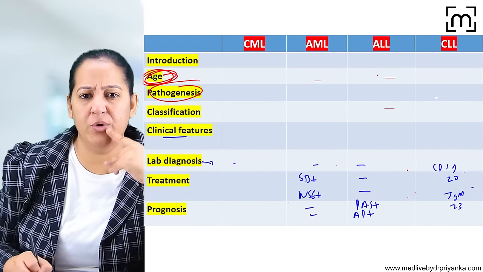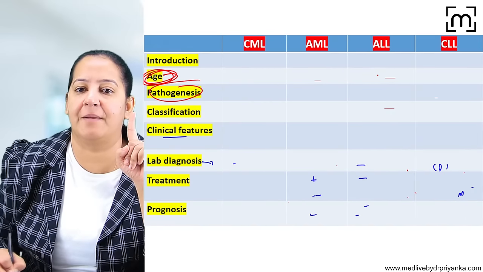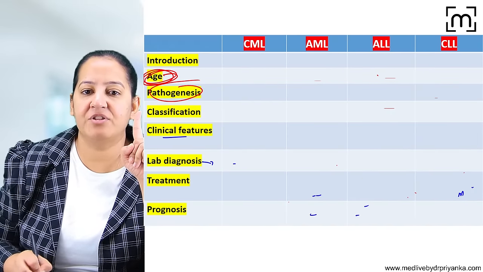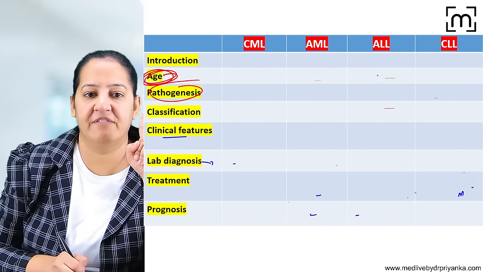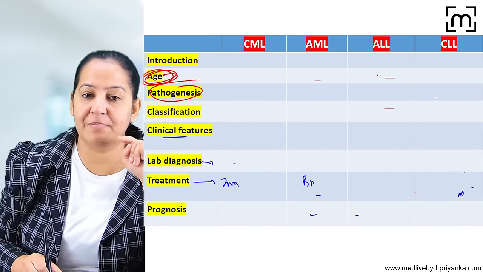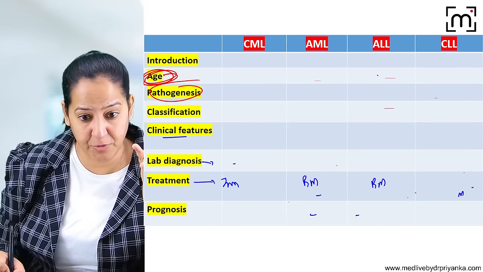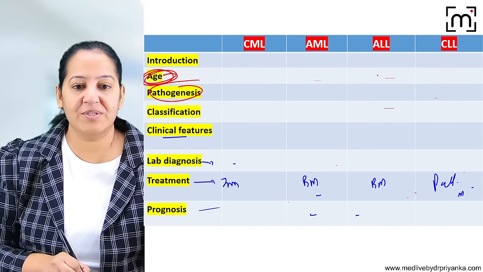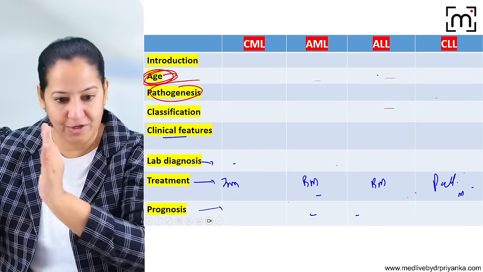Treatment portion, I have told you. Only one of them has targeted therapy, CML, and the name of the targeted therapy is imatinib. Here we have imatinib. We don't require bone marrow transplant. Here, bone marrow transplant with chemotherapy. Bone marrow transplant with chemotherapy. Here palliative therapy. Prognostic factors you have to learn. Good, bad, good, bad, good, bad, good, bad.